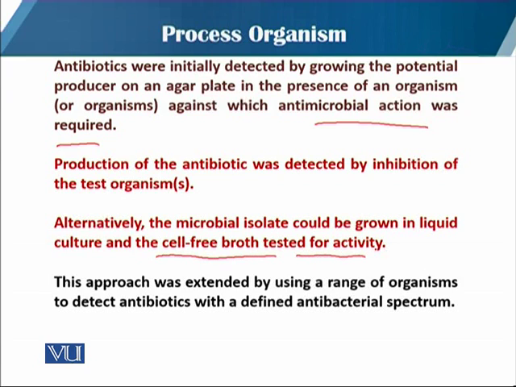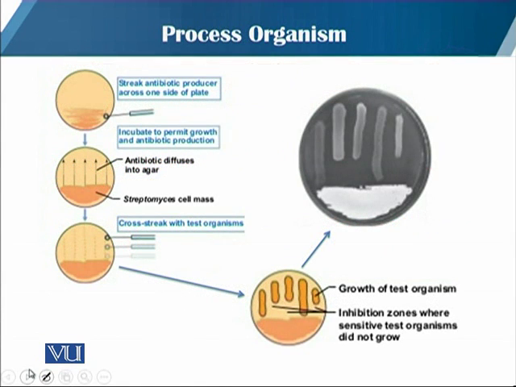This approach was extended by using a range of organisms to detect antibiotics with a defined antibacterial spectrum. This strategy can be easily employed if we want to isolate antibiotic producing organisms. You can see in this slide how we can use the antibiotic resistance approach for the isolation of that microorganism.